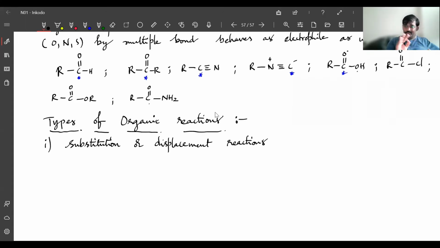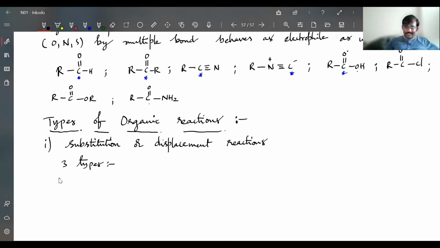So there are basically three types of substitutions, depending on the reagent part. If the reagent is giving a free radical, free radical substitution. If the reagent is giving an electrophile, electrophilic substitution. If the reagent is giving a nucleophile, then nucleophilic substitution. So these three types will be there. Let us write that. So we have three types of substitution reactions.